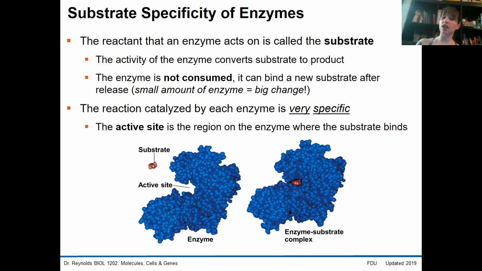The reactant that an enzyme acts on is called the substrate, and that substrate is going to interact with the enzyme at a specific location on that enzyme known as an active site. It's the region of the protein where the substrate or substrates bind. In this process, which I'm about to show you, you're going to notice that the enzyme is not consumed. This is very different from ATP, which is consumed by the process of hydrolysis. It is broken down, cannot be used again.